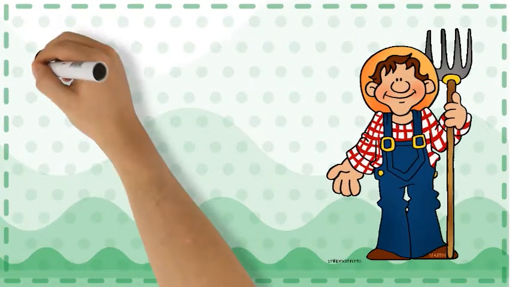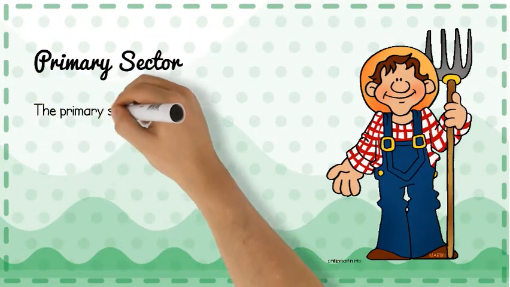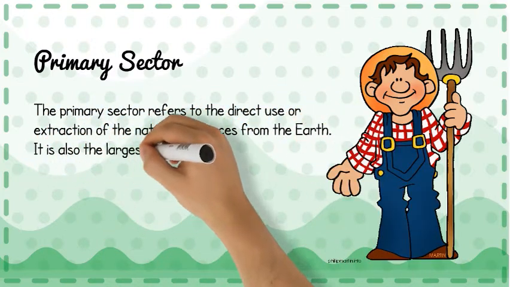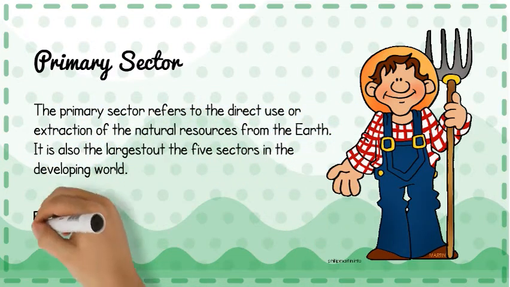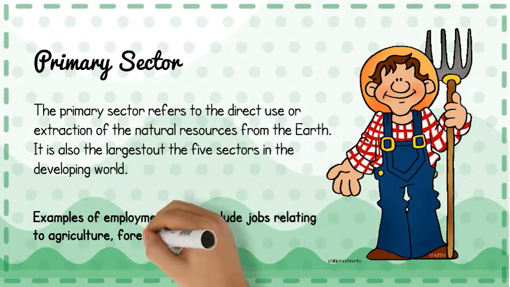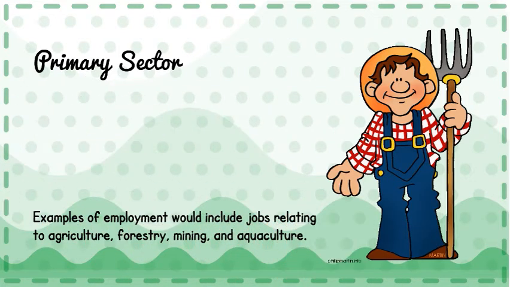The primary sector. The primary sector refers to the direct use or extraction of the natural resources from the earth. This sector is also the largest out of the 5 sectors in the developing world. Examples of primary employment would include jobs relating to agriculture, forestry, mining, and aquaculture.